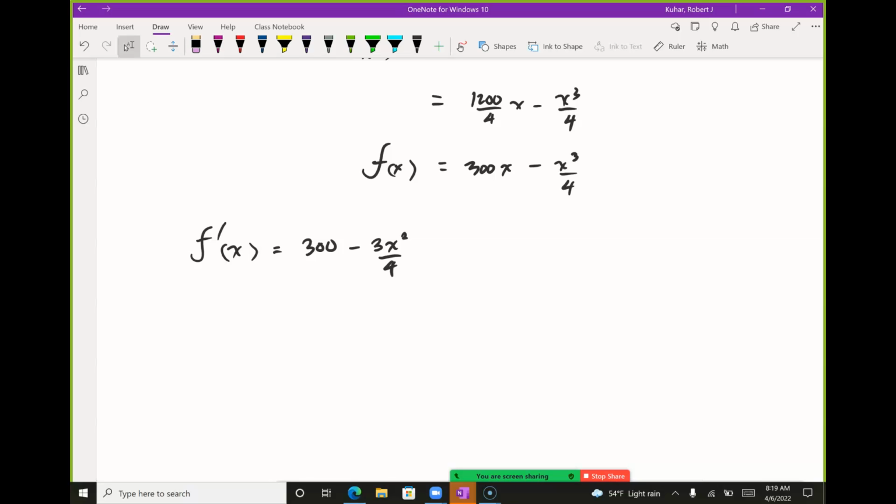Nice. And you see I'm going to get a negative out of this. I'm going to get two solutions, but obviously I can't have a negative side of a box. So we're only going to care about our positive solution for this critical value here. And so f prime of x equals 0.